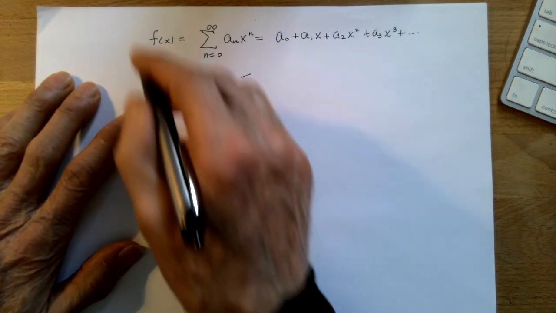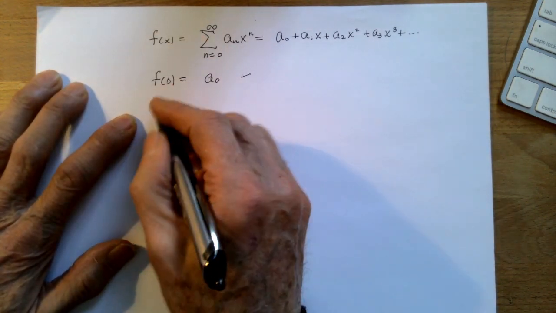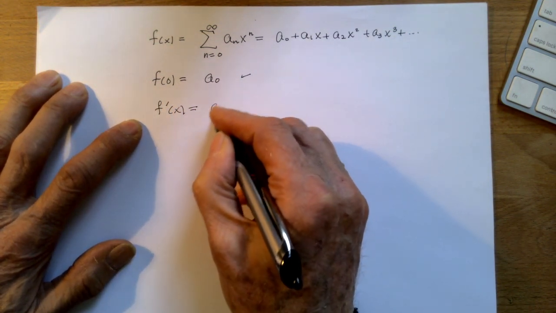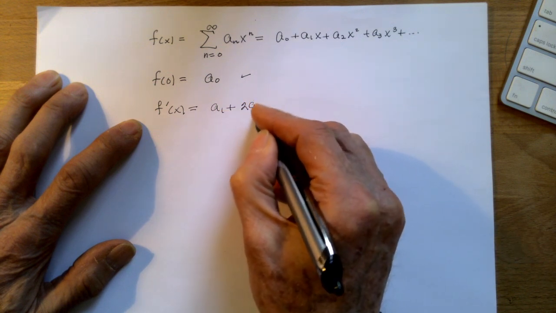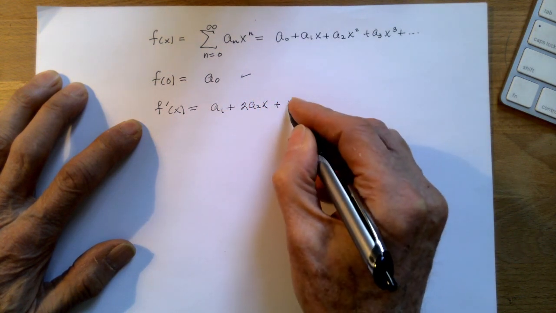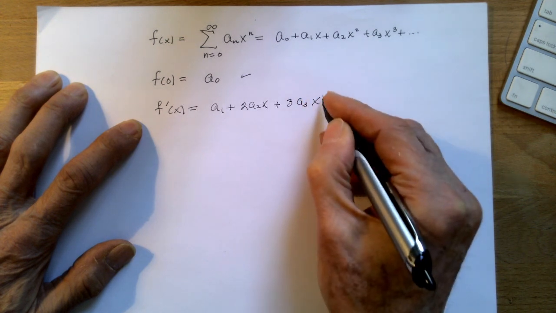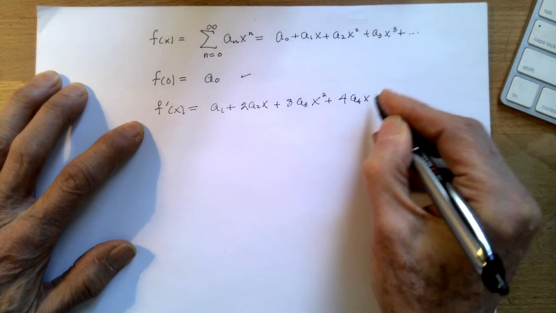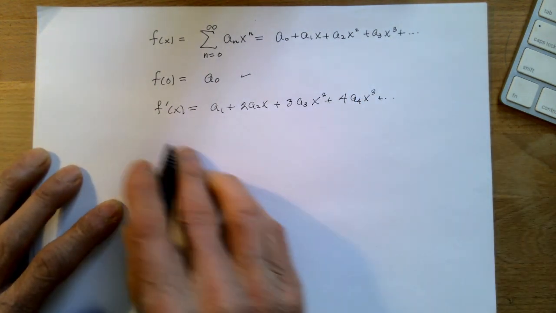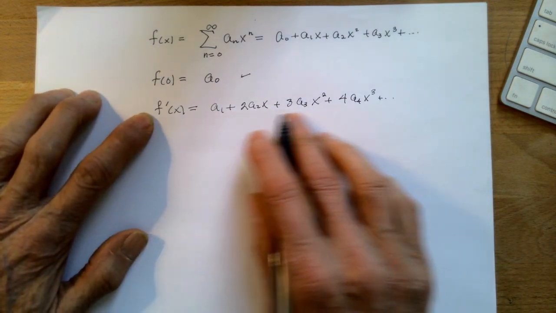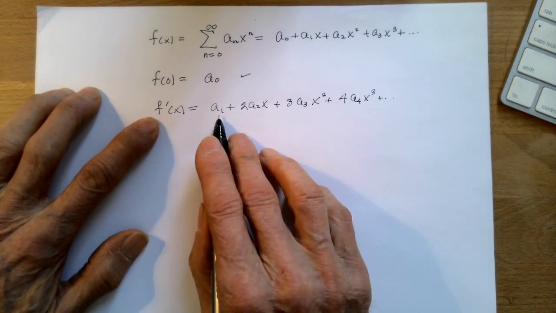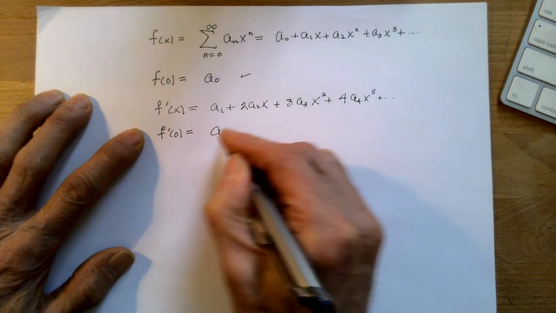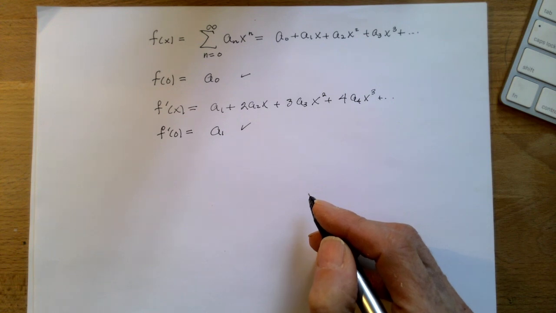Well, how am I going to find a1? The way I'm going to find a1 is the way we did it with the cosine: we're going to take the derivative of both sides. And the derivative would be a1 plus 2a2x plus 3a3x squared, plus 4a4x cubed, and it keeps going. Now you'll notice that if I plug in x equals 0 again, I'm going to get a1. So f prime of 0 is equal to a1. So now I have a1 by taking the derivative and setting x equal to 0.